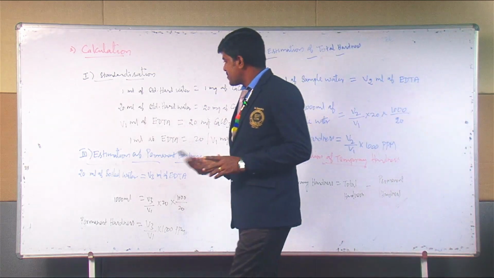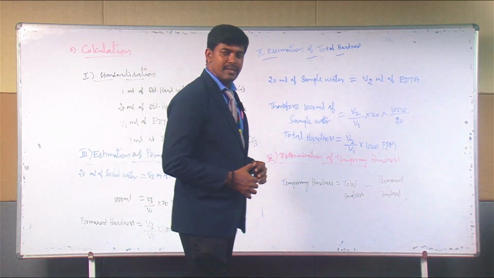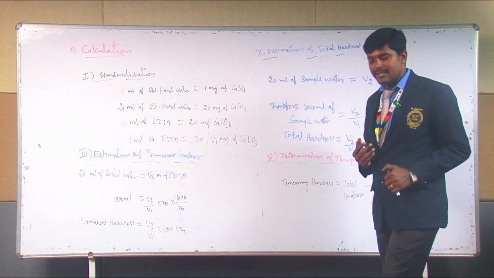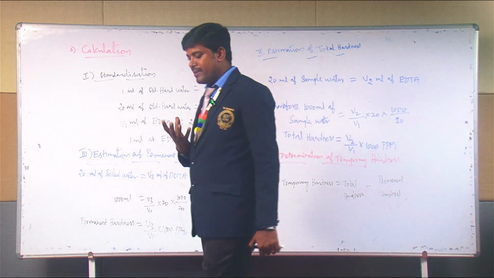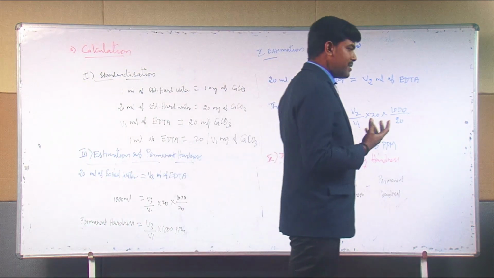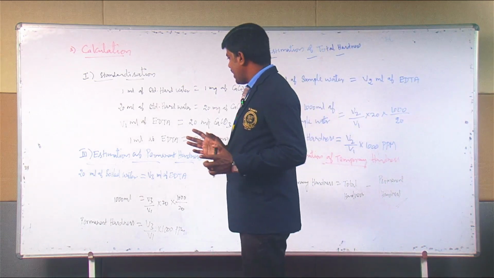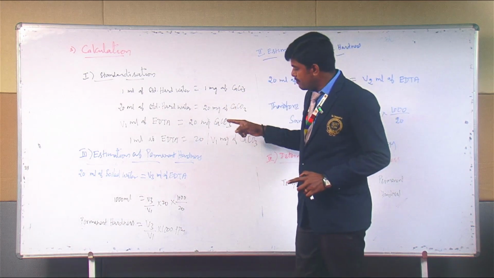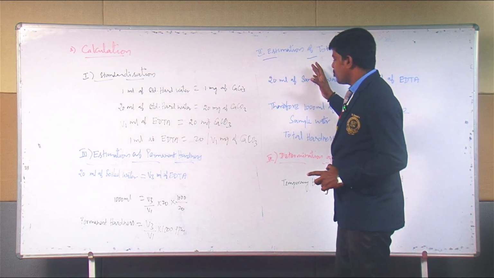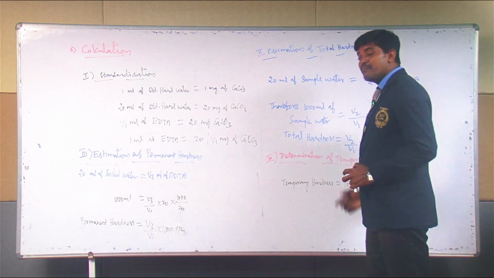So, this is the final one. We have standardized the hot water. That is the first iteration. In the second iteration, we estimated the total hardness. It can be done by titrating the EDTA with sample hot water. Then the sample hot water is subjected to boiling. During the boiling, the temporary hardness is removed, and it contains only the permanent hardness, and the permanent hardness is estimated. Now, we know the amount of permanent hardness and the amount of total hardness. By comparing them, we can get the temporary hardness.